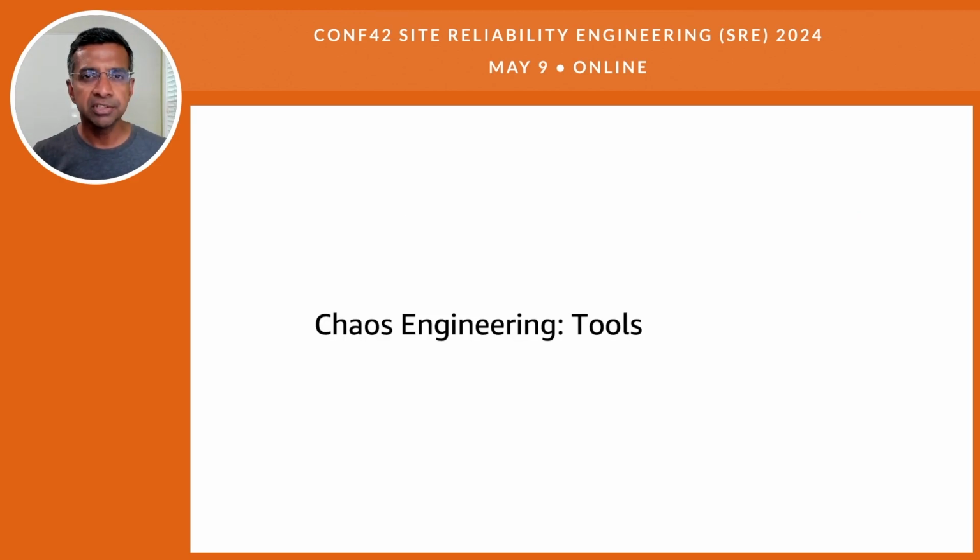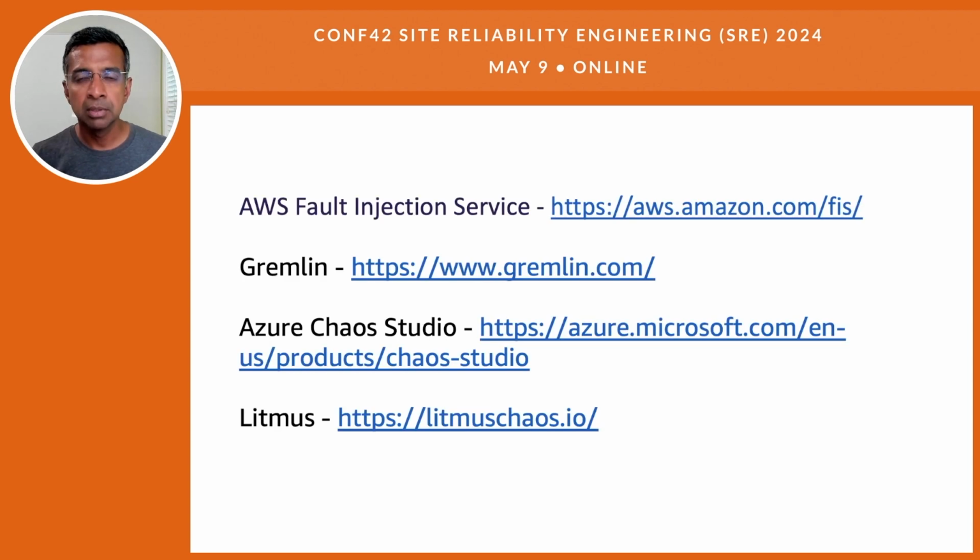I want to wrap up this session by giving you pointers to some of the tools available to automate your chaos engineering experiments. If your workloads are running on AWS, AWS has a managed service called AWS Fault Injection Service, which allows you to build hypotheses and run experiments. The great thing about FIS, Fault Injection Service, is that it has native integration to many of the AWS services. So it makes it very easy for you to build experiments and run experiments.